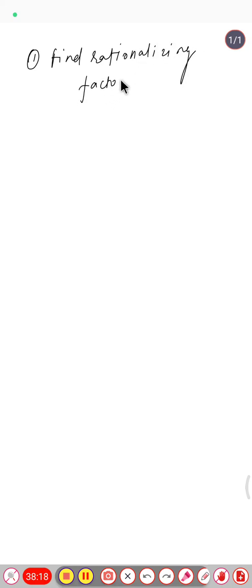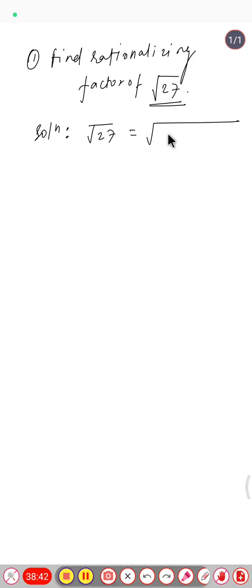Now let's see one more example. Find the rationalizing factor of the square root of 27. Now we have to find out the rationalizing factor of 27. So how do we do this? In the solution, it's root 27. We can write this root 27 as root 9 into 3.